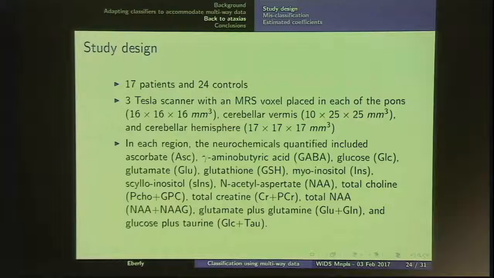So in each region, we had, I think this is 14 different neurochemicals: ascorbate, gamma-aminobutyric acid, glucose, glutamate, glutathione, myoinositol, scyllo-inositol, N-acetyl aspartate, total choline, total creatine, total NAA, which is NAA plus NAG, glutamate plus glutamine, and glucose plus taurine.